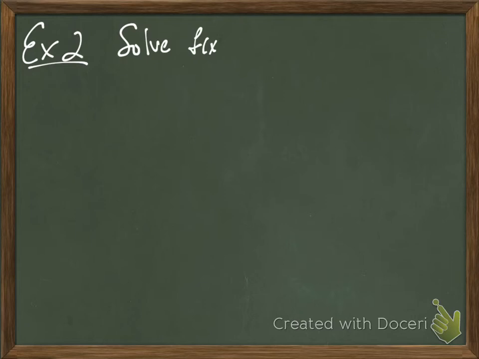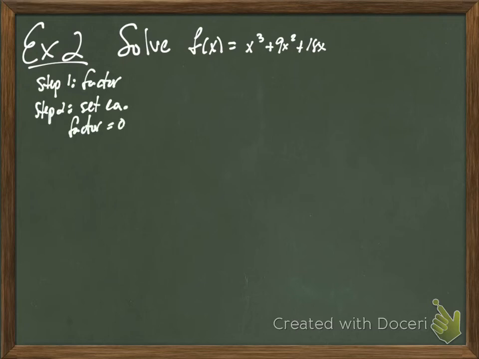So, next example, we're going to solve this. Now, this isn't set up quite as nice. We have to factor it. That's going to be our first step here. And then we're going to set each factor equal to 0. So, look for a greatest common factor first. Pull that out, or undistribute that.